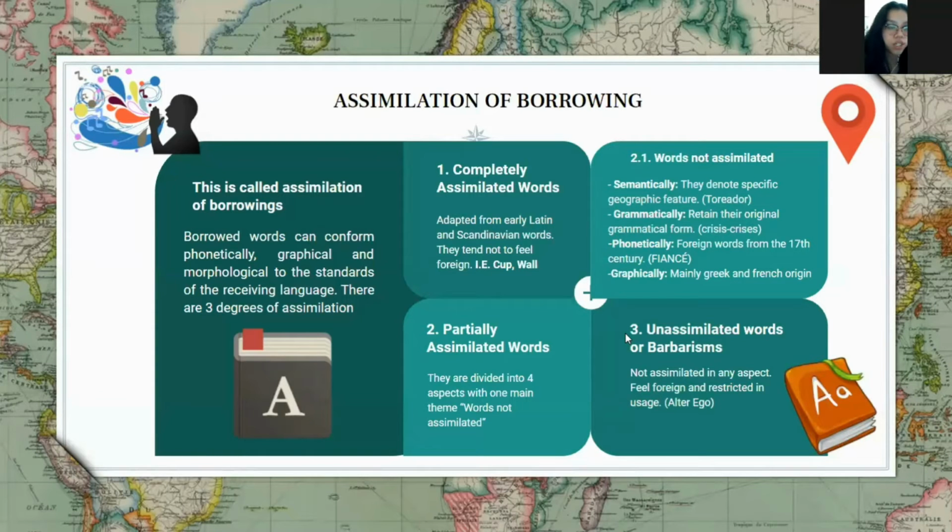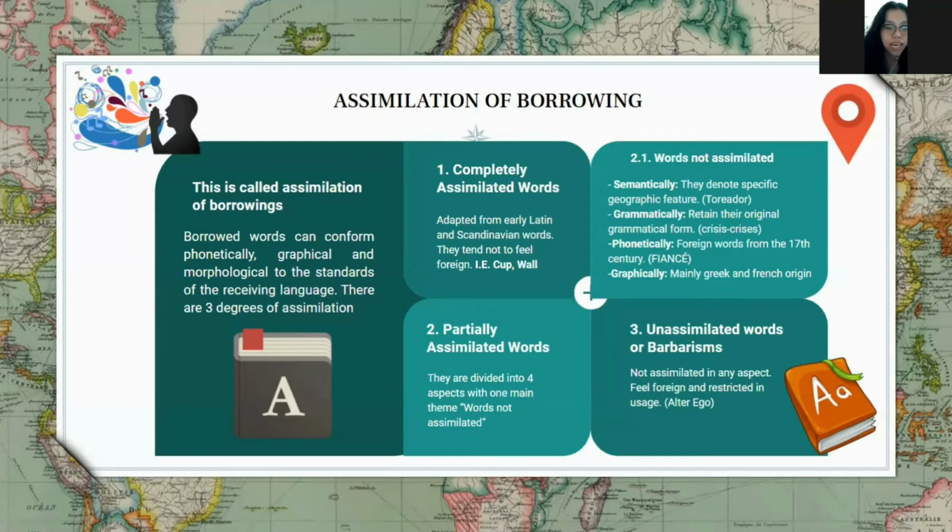Now we have the assimilation of borrowing. Borrowed words can usually conform phonetically, graphically, and morphologically to the standards of the receiving language. This is called assimilation of borrowing, and it adapts depending on how often it is used in communication. So there are 3 degrees of assimilation. The first one is completely assimilated words. These words usually don't feel foreign because they have been used for a long time in the place to which it was borrowed, and it is used in everyday conversation.